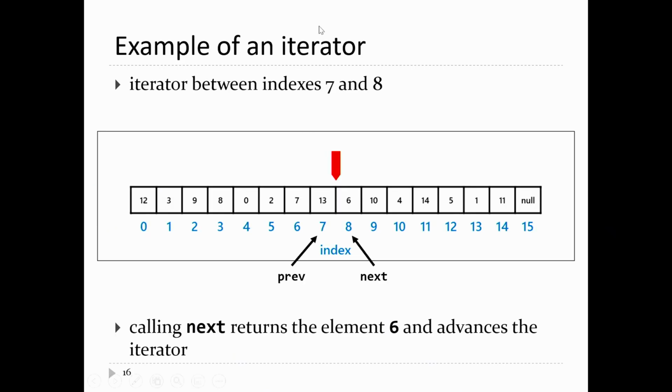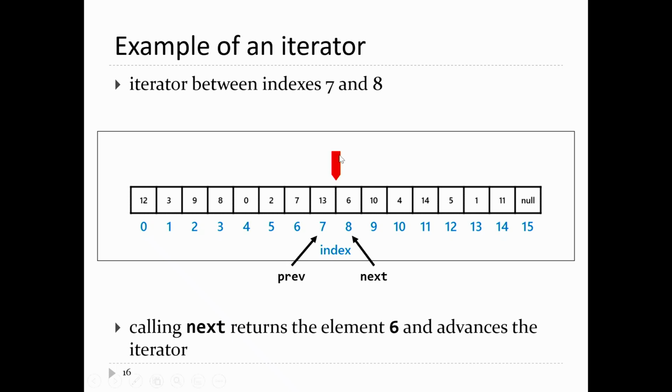Our iterator here, shown in red, sits between the elements at indexes 7 and 8. The previous element is the element at index 7, so it's the element immediately to the left. The next element is the element at index 8, so it's the element immediately to the right.